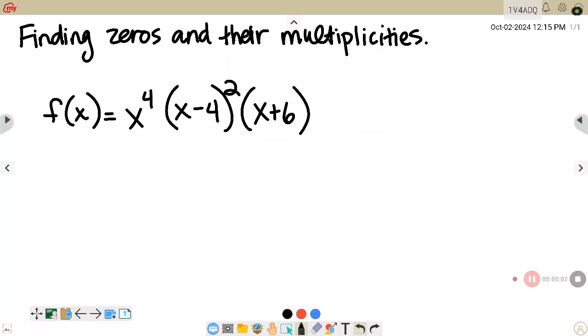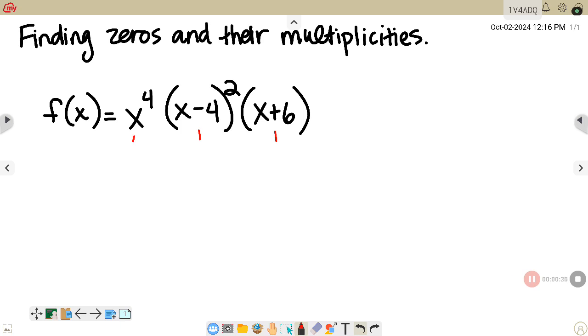All right, in this video, we are going to be finding zeros and their multiplicities of a function. So the zeros of a function are going to be the x-intercepts. The way you find them is, you want your function to be in its factored form, which this one is. It's nice that they've already factored it out for us. So there's three factors here.